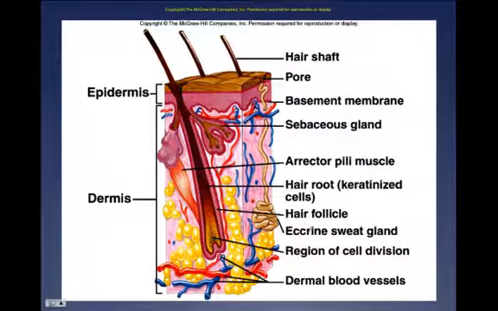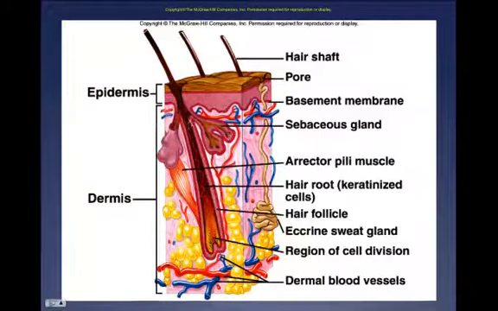So again, this is a little bit of a better picture. I kind of like this picture showing you this, what we call the hair follicle itself, okay? So here's the hair follicle. The follicle is just basically the area that lines the hair itself, okay? So basically the cell layer that lines the hair itself.